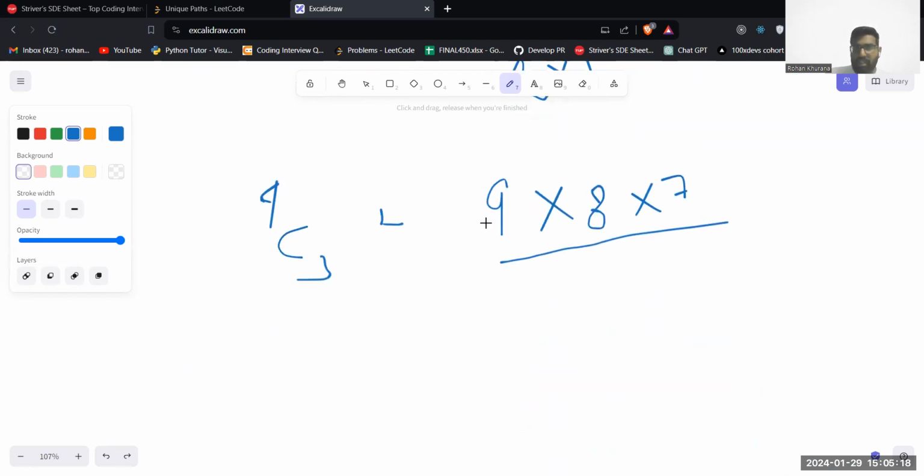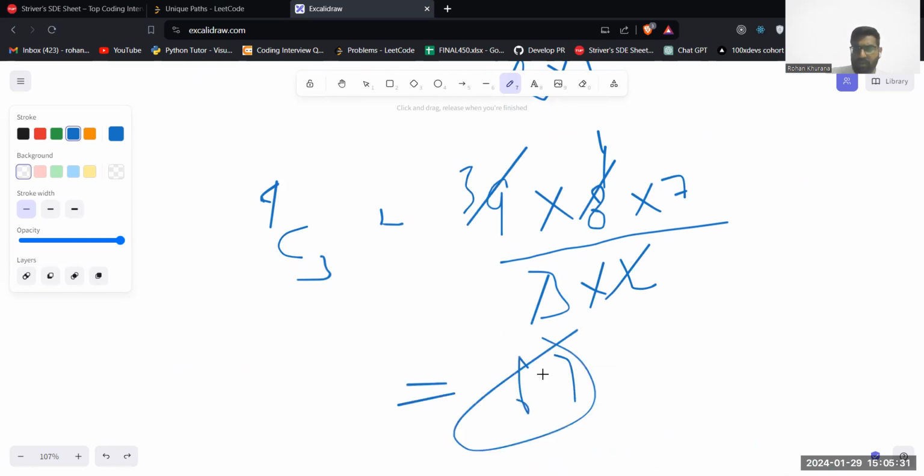So 9C3 is nothing but 9 into 8 into 7 upon 3 into 2 into 1. So 4, 3. What is 3 into 4? 12. 12 into 7 is 84, right? This will be our answer, 84.